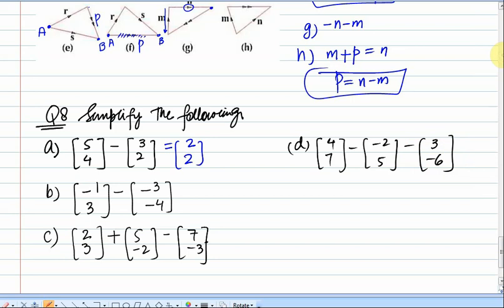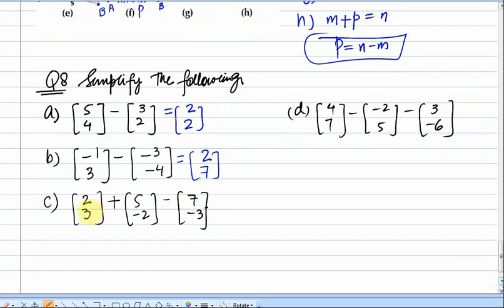And then start part D. Alright, I will start with the part B. So minus 1 plus 3, it's 2, and 3 plus 4, it's 7.